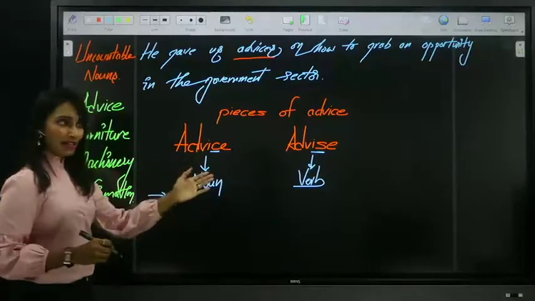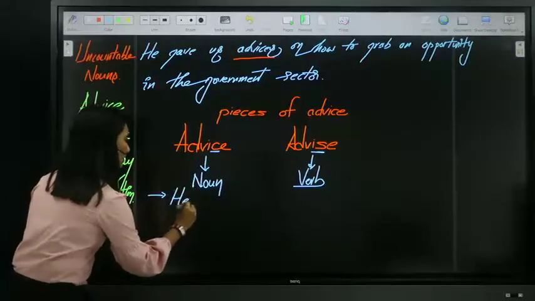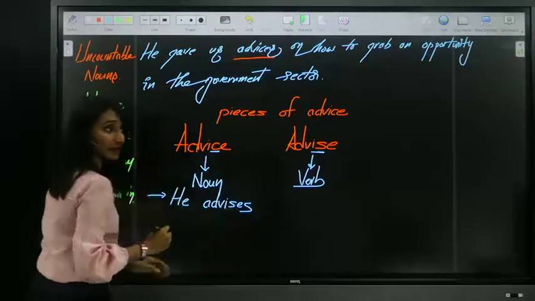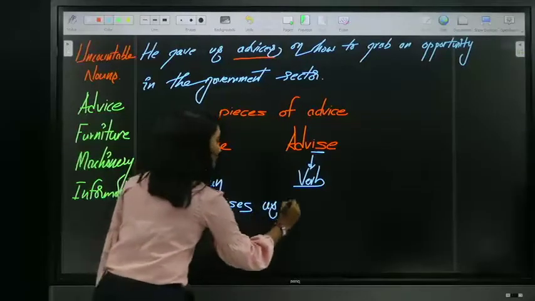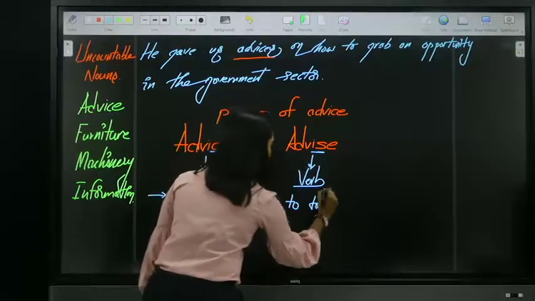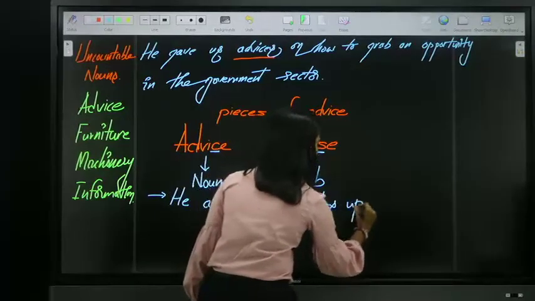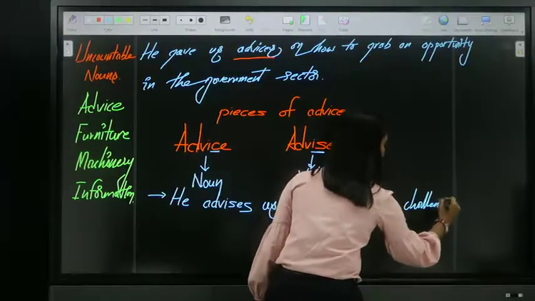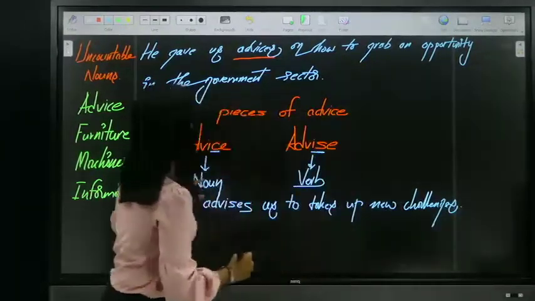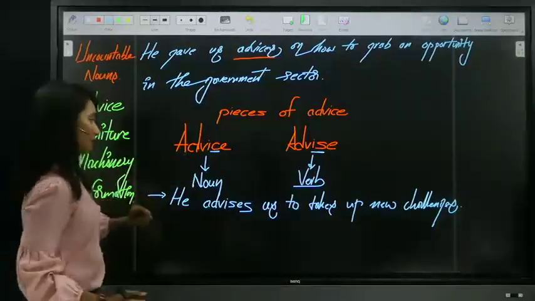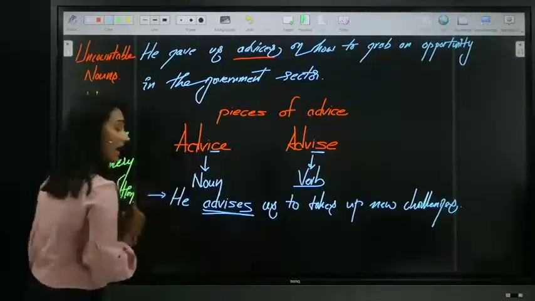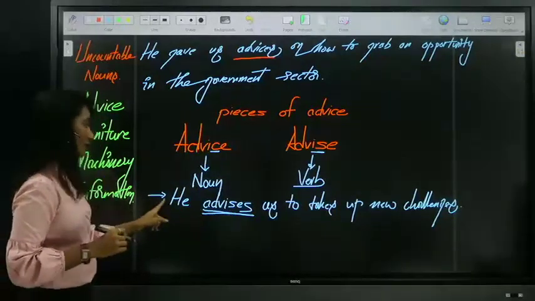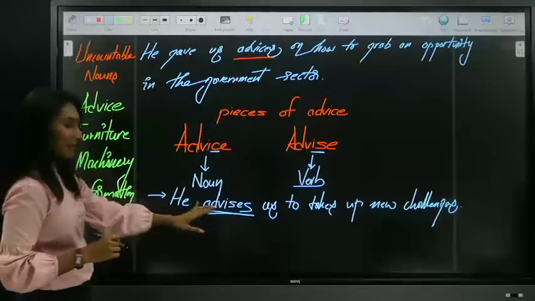So as I told you, advice is a noun, but you can say, "He advises us to take up new challenges." See, here we used advice as a noun. Here we are using it as a verb: advises. Because the verb can take S in third person singular. He is third person singular. That's why we have said advises.